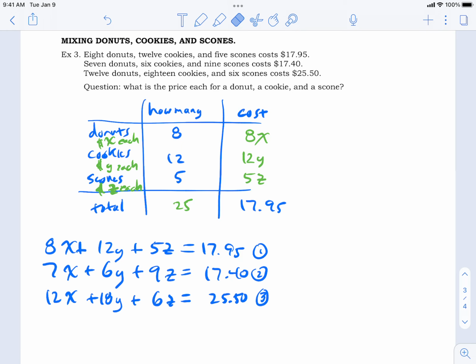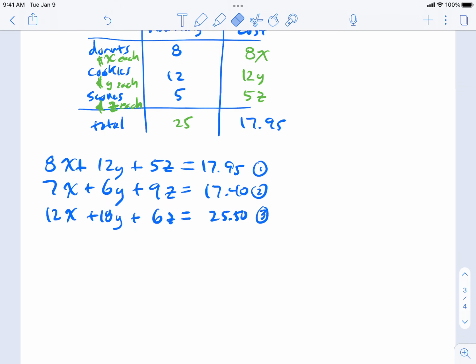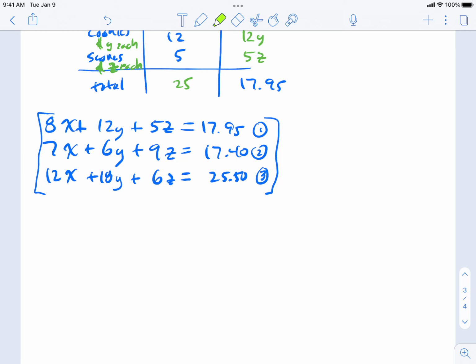Okay, there's my 3 equations, 3 unknowns. This one's going to be a little more intense to solve. That's okay. This will give us good practice solving by extracting a 2x2, is what we say. So I'm taking a quick look at these 3 equations. I'm asking, do I feel like getting rid of x's, y's, or z's?